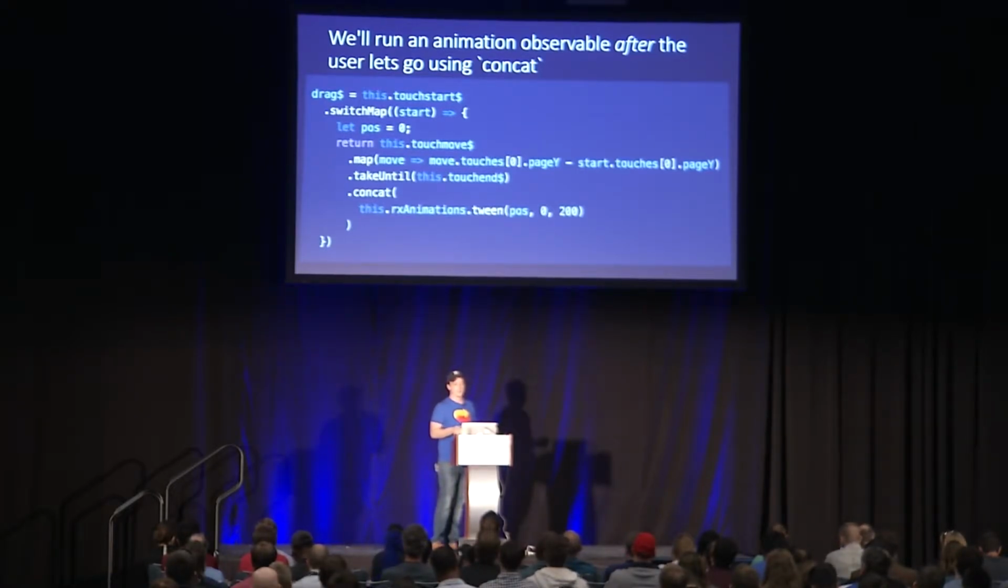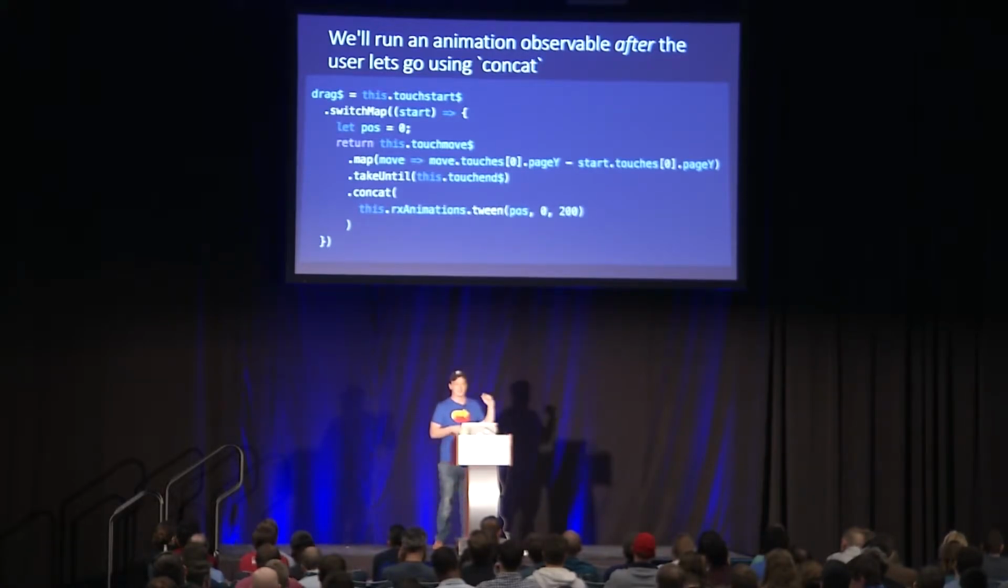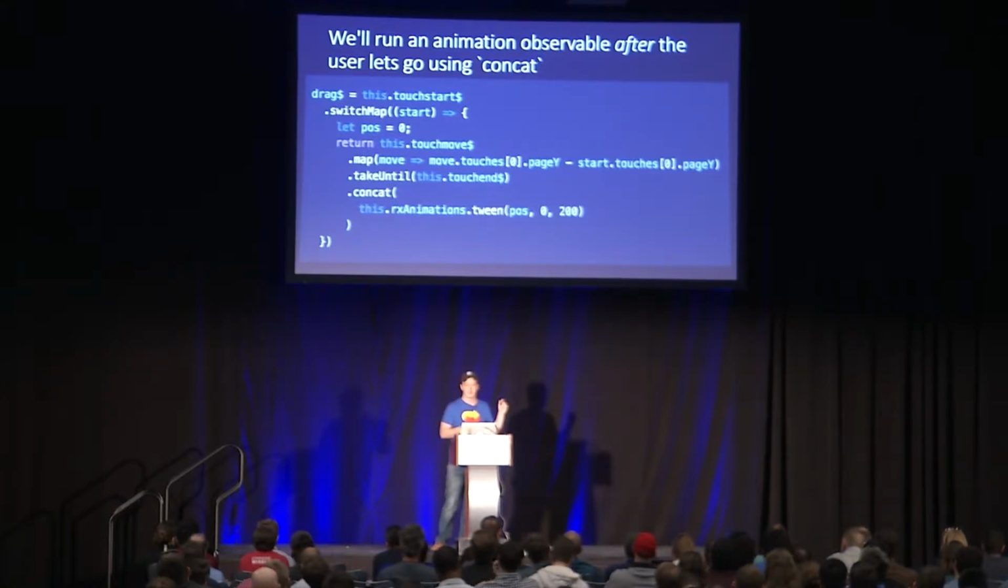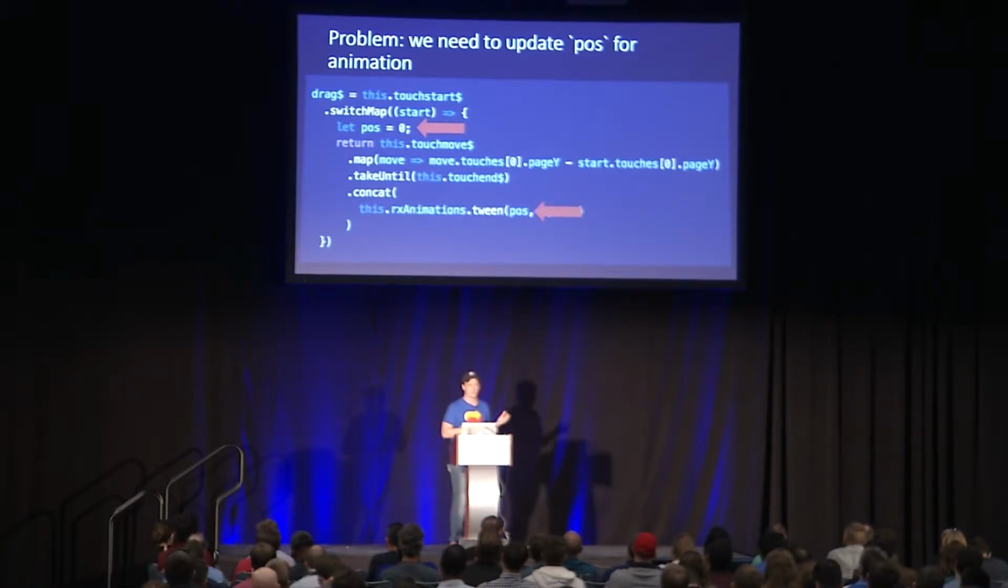So let's see, and more importantly, they both are observables of number, is what they're returning. So they both have the same shape in their output. So again, I'm concatenating on this tween, and I'm saying, oh, from whatever current position it's at, I want you to animate to 0, which is back up to the top, and I want you to do it over 200 milliseconds. So I have this position that I've gotten here, and the position is currently 0, and I need to update that in some way.